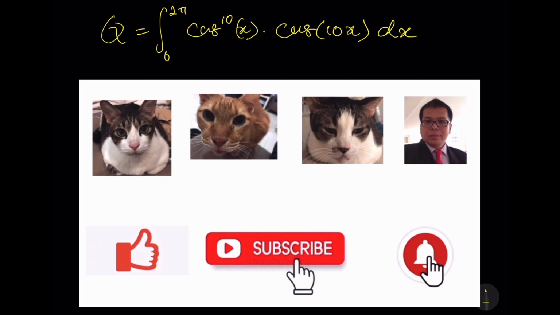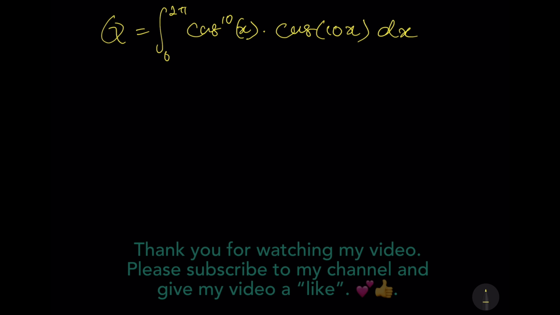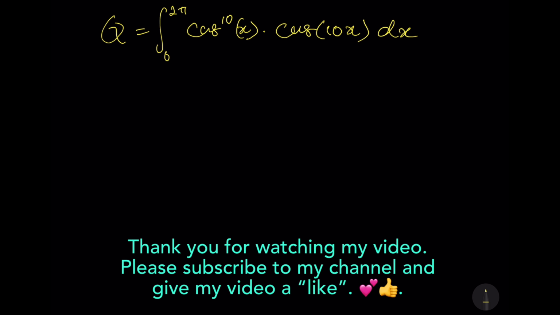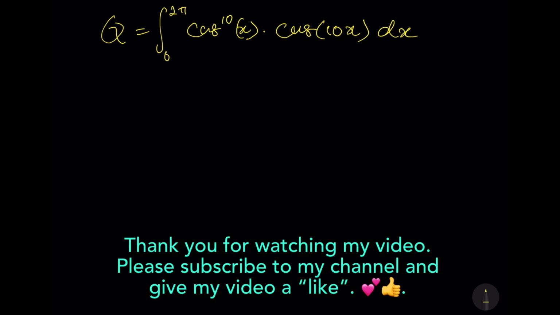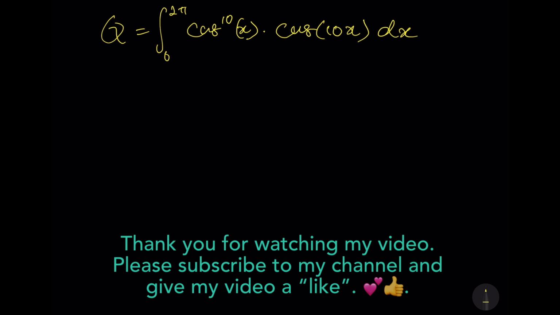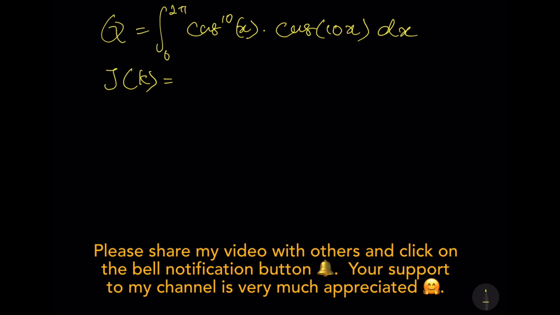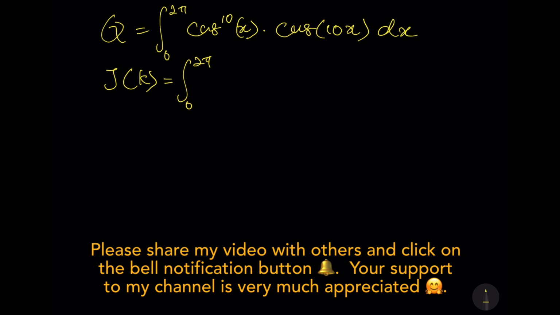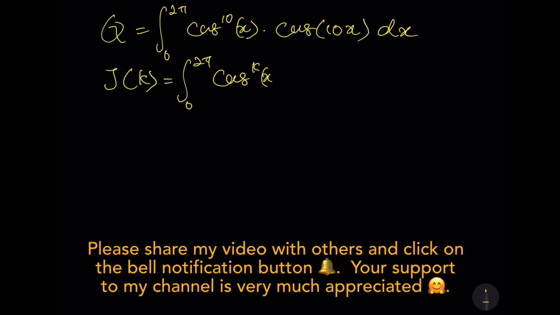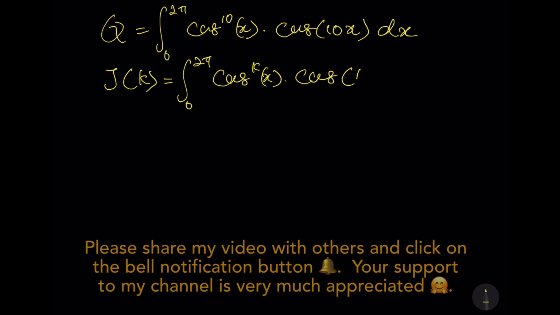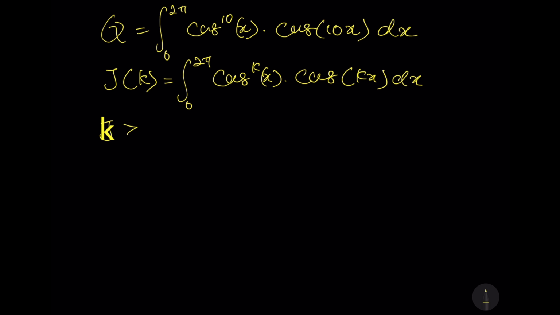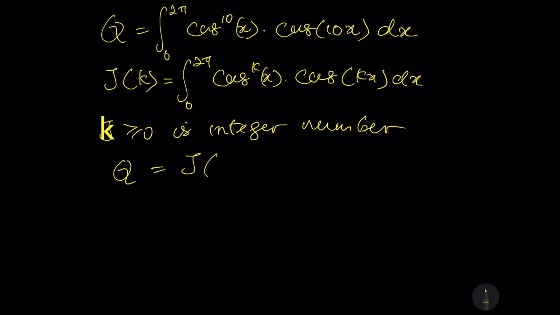This is today's question, not easy but solvable. We can create the general version of the question and then solve it as a recurrent equation. First, let's create a function J_k, which is equal to the integral from 0 to 2π of cos^k(x) multiplied by cos(kx) dx, where k is an integer equal to or bigger than 0. The question Q is equal to J_k for k equals 10.